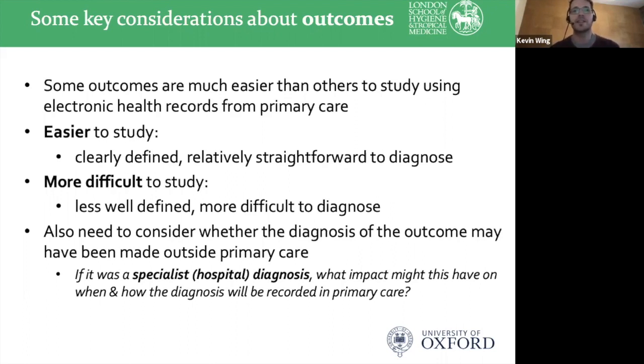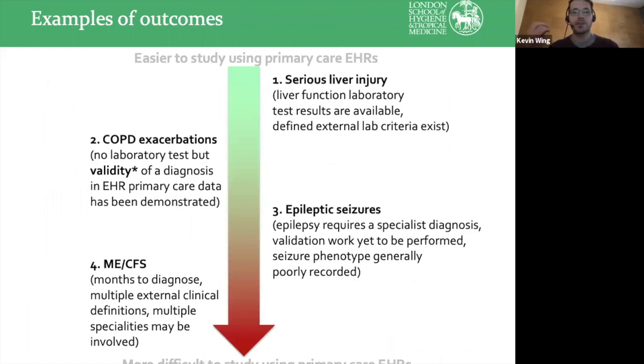You also need to consider whether the diagnosis of the outcome actually may have been made outside primary care. So for example, if it was made by a specialist in a hospital, what impact does this have on, first of all, when the diagnosis is going to be entered into the primary care record, and second of all, the level of detail that might be entered into the primary care record. So I'm just going to talk about some examples then in relation to that.